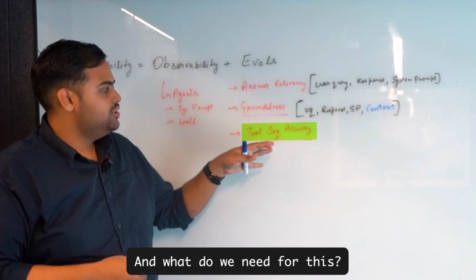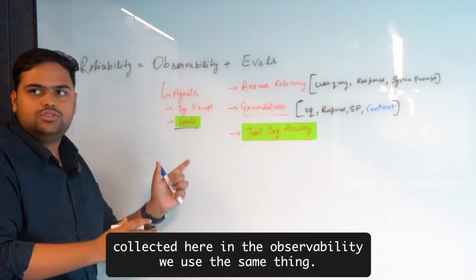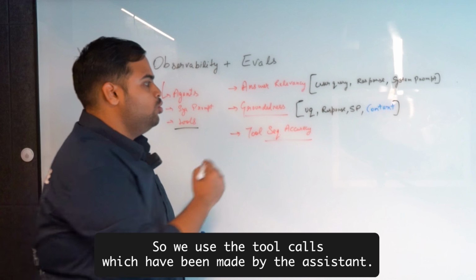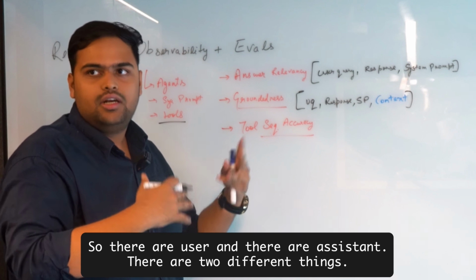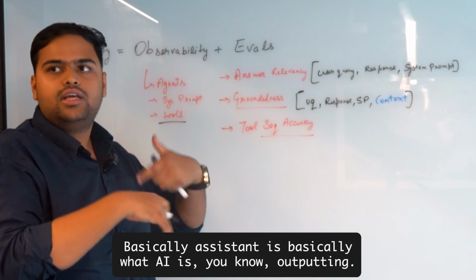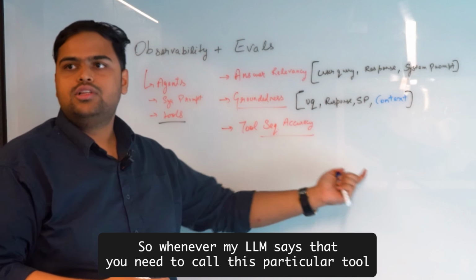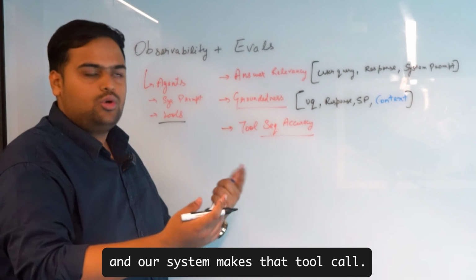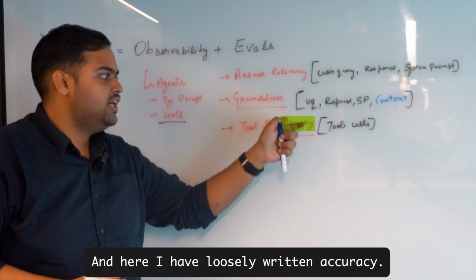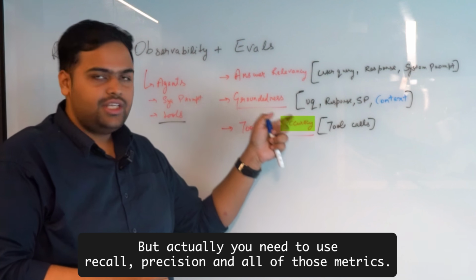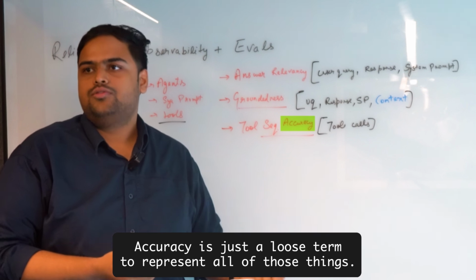And for tool sequence accuracy, we use the same thing we have collected in the observability. We use the tool calls which have been made by the assistant. There are two different roles, user and assistant; the assistant is basically what the AI is outputting. Whenever my LLM says you need to call a particular tool and our system makes that tool call, we need those tool calls. Here I have loosely written accuracy, but actually you need to use recall, precision and all of those metrics. Accuracy is just a loose term to represent all of those things.